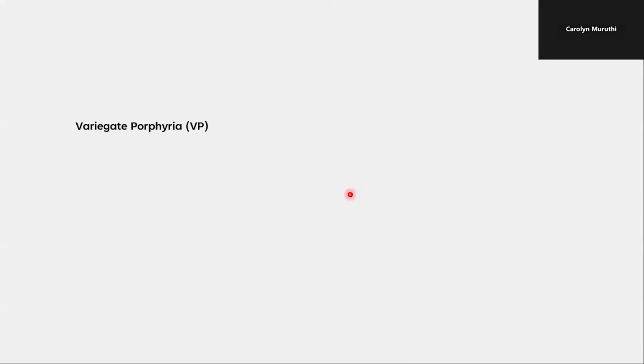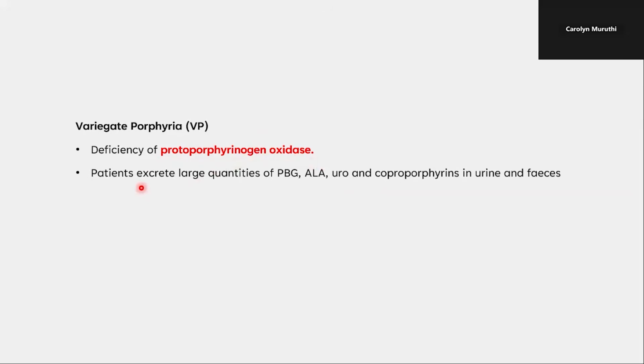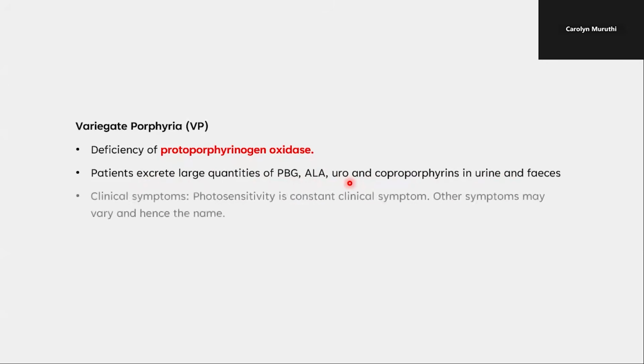The other form of hepatic porphyria is variegate porphyria, and this is due to the deficiency of protoporphyrinogen oxidase. Patients with this disorder will excrete large quantities of PBG, ALA, and uro- and coproporphyrins in urine and in feces. Clinical symptoms include photosensitivity, and other symptoms may vary, hence the name variegate. It's also important to note that alcohol and other drugs can aggravate or worsen this condition.